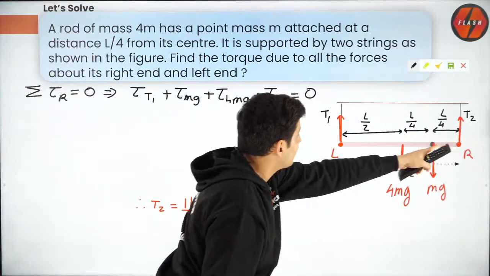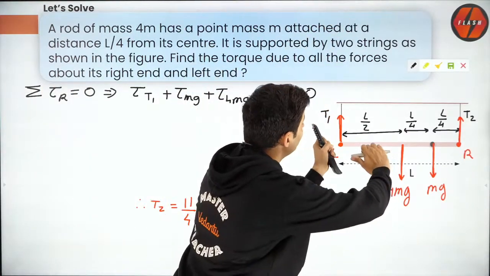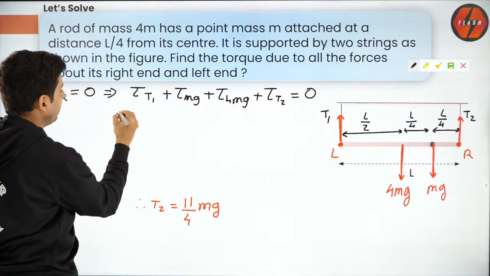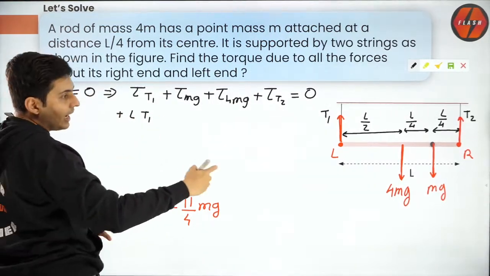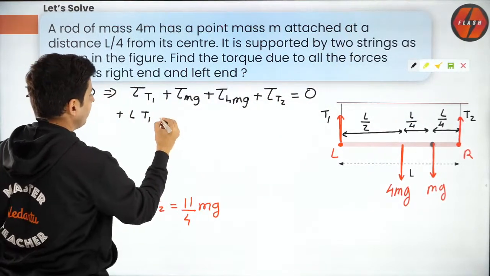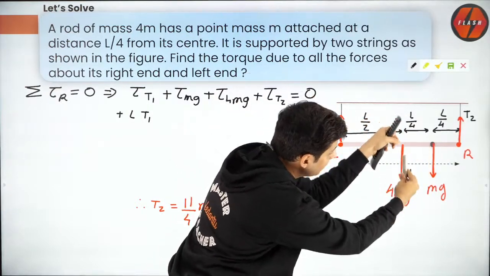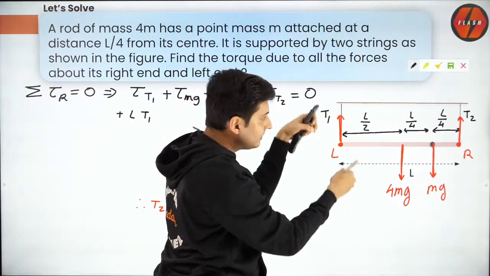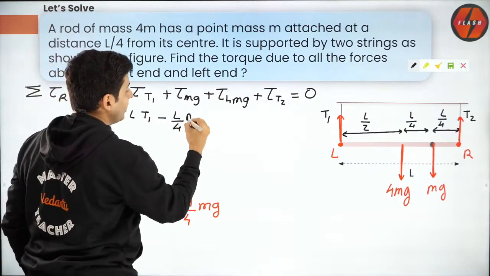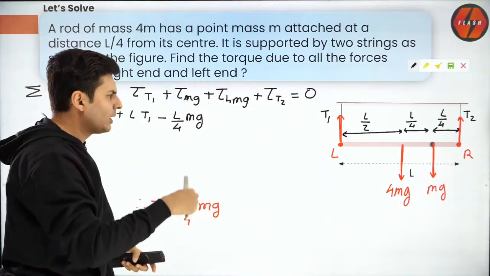Now you have to measure from the right side. Beware. Torque of tension 1 is there, guys. Look at that. Tension 1 is trying to rotate the rod clockwise. So I'll make it positive. So plus L T1. L is the distance, T1 is the force, L into T1 positive. Mg about that point R, look at it, it is trying to rotate the rod like that. What direction is it? Anti-clockwise. So minus L by 4 times mg. L by 4 is that distance and minus because it is anti-clockwise.